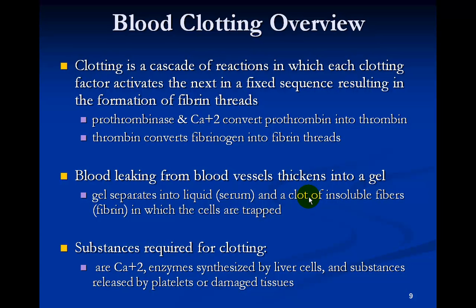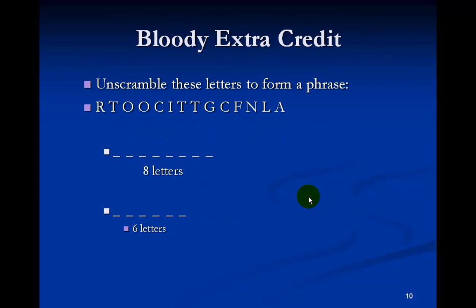Well, when blood starts leaking from blood vessels, the blood tends to thicken into a gel-like substance. And the gel starts to separate into 2 things, liquid, which we call serum, and that serum is plasma without any of the proteins. The proteins are kind of stripped out. And a clot of insoluble fibers, which is the fibrin, that is the protein, in which cells and other substances are trapped and the platelets are held in place. The substances required for clotting are calcium ions, enzymes which are almost all synthesized by liver cells, and substances that are released by platelets or damaged tissues. Let's take a look at the process.